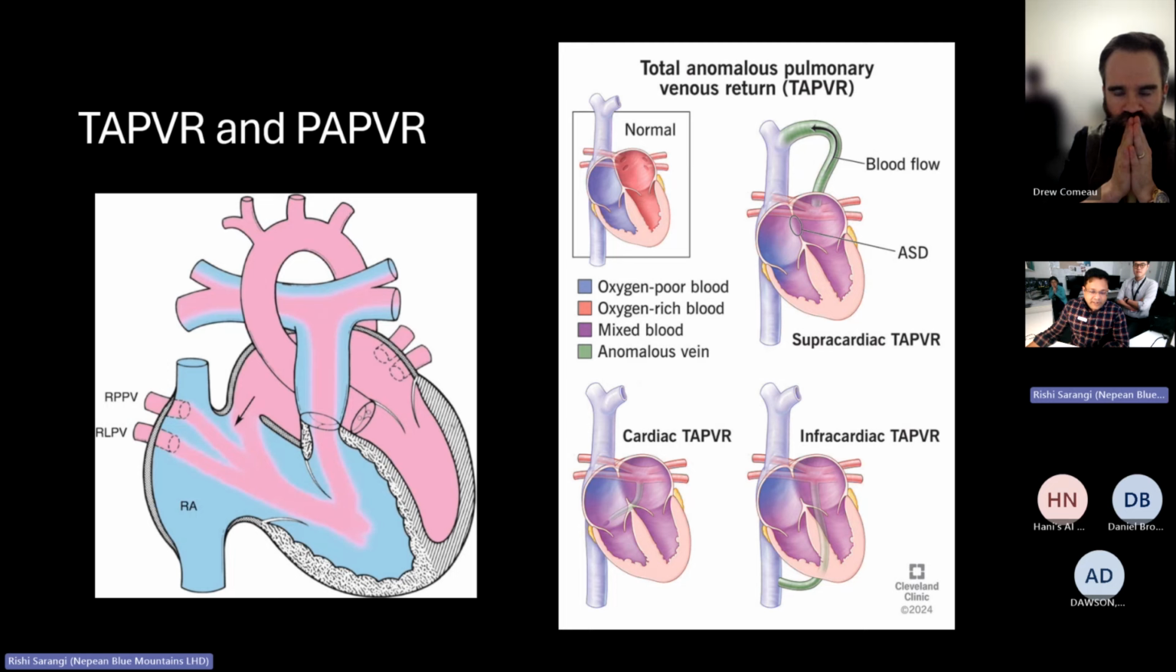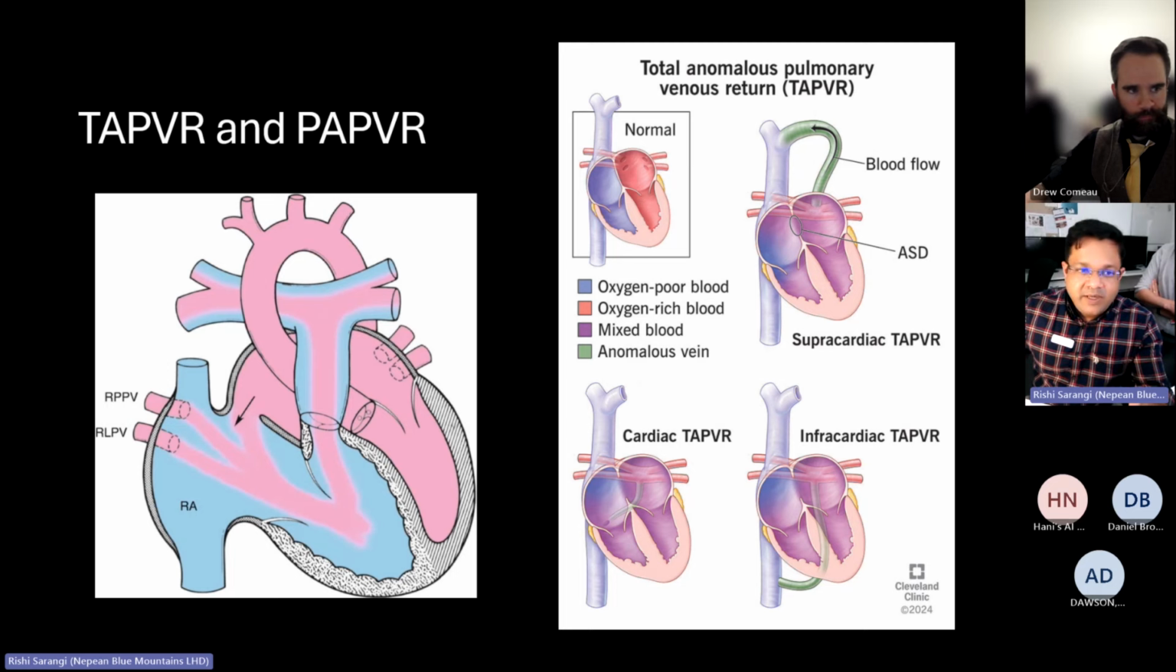The important point is TAPVR cannot exist without a defect in the intra-atrial septum or a VSD, where the oxygenated blood is going into the left side. Otherwise, the baby is not going to survive. He will die in utero. If the baby is surviving and is able to come out to the world and is still making it to 2 to 3 months, that means that there is some pathway where the oxygenated blood is reaching the left side of the body.